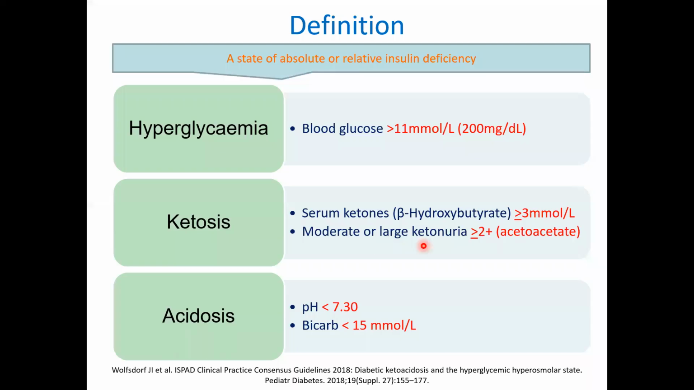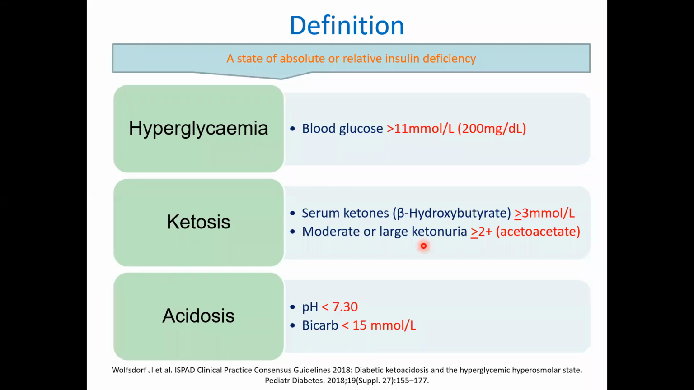Looking at the definition of DKA, diabetic ketoacidosis is basically an acute, major life-threatening complication of diabetes that usually requires emergency management with fluids and insulin. For a diagnosis of DKA to be made, we usually require 3 parameters. The patient should have hyperglycemia, which is defined as a blood glucose of above 11 millimoles per liter. We should have ketosis. The presence of ketosis can be identified either by measuring the ketones in blood or measuring the ketones in urine.